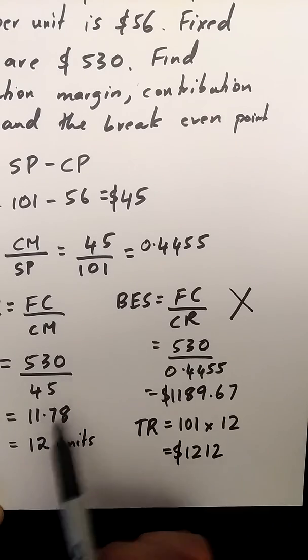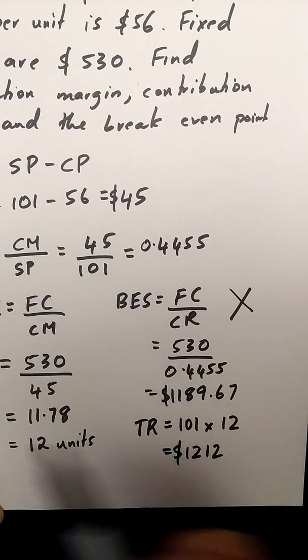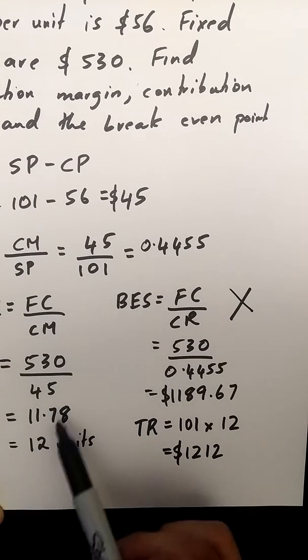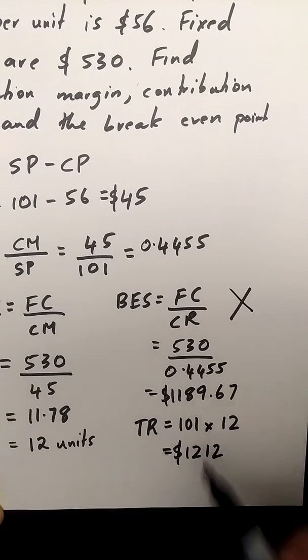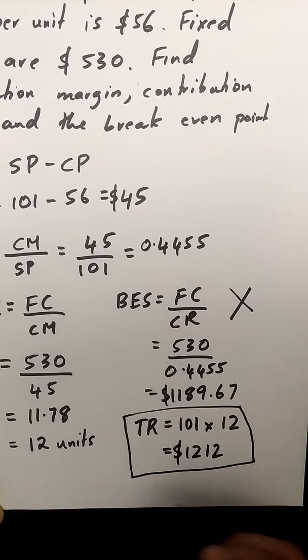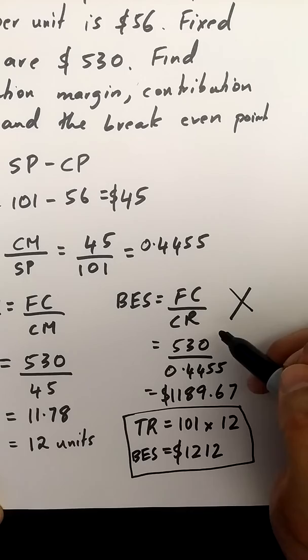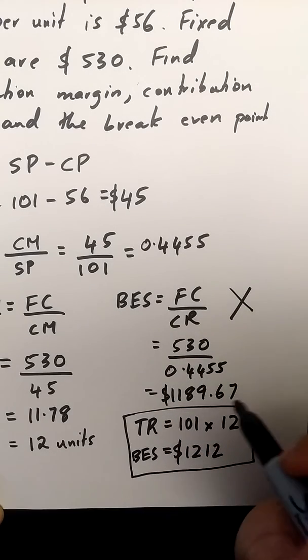If you don't round this value, you can use this first equation and you will get the exact same solution. But if you do round this value of break-even units up, you always have to use your total revenue equation to find your break-even sales. You cannot use this equation because, again, that point over there is not accurate.